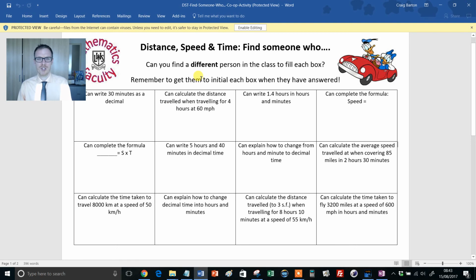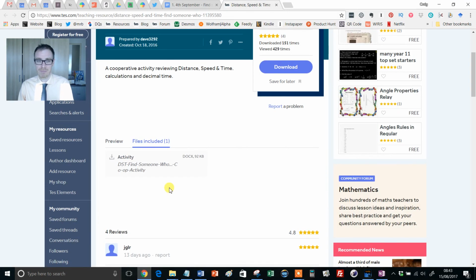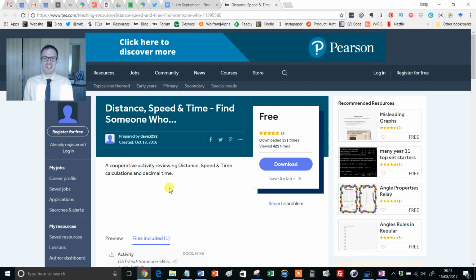So loads of potential for this. As I say, firstly, I thought this is an ideal first lesson of the year. But the more you think about it, the more this could be a twist on an effective revision strategy maybe. So there it is, distance, speed, time, find someone who.